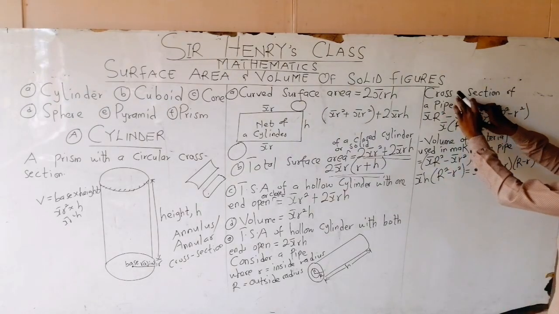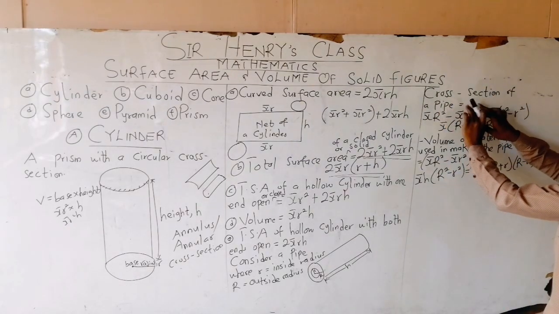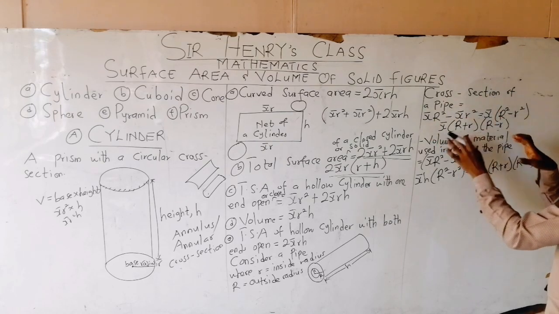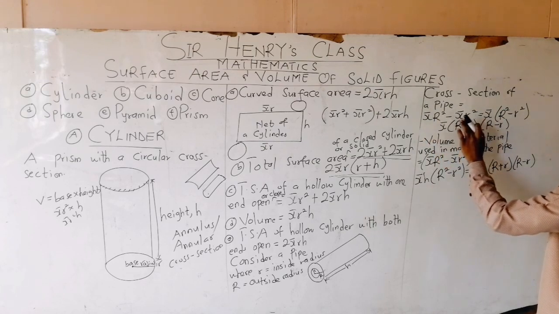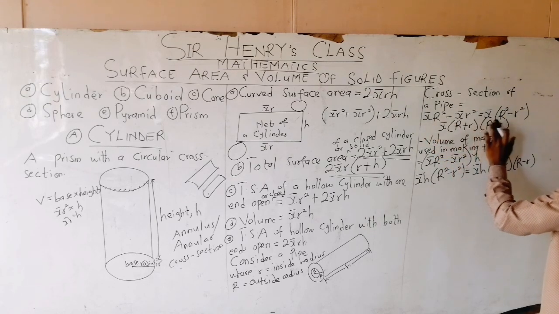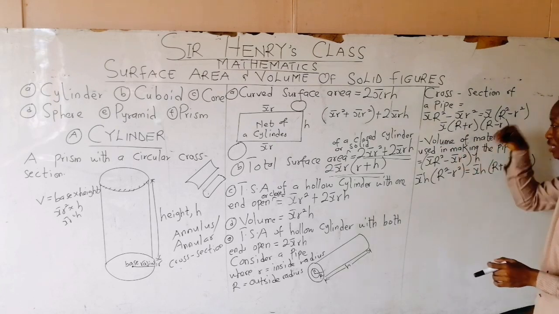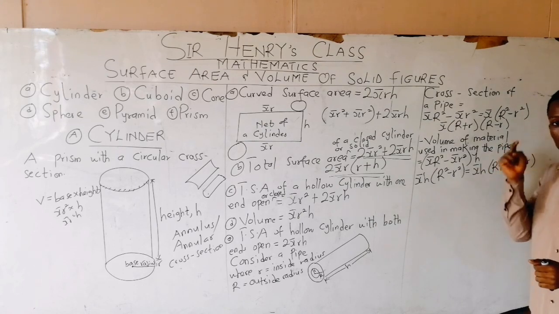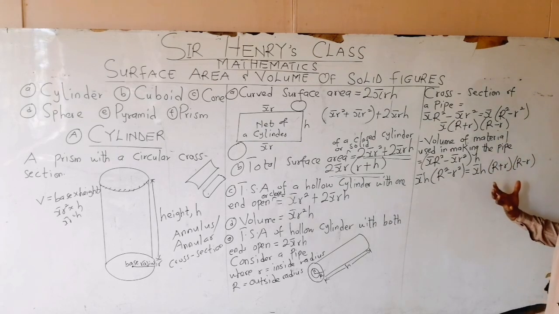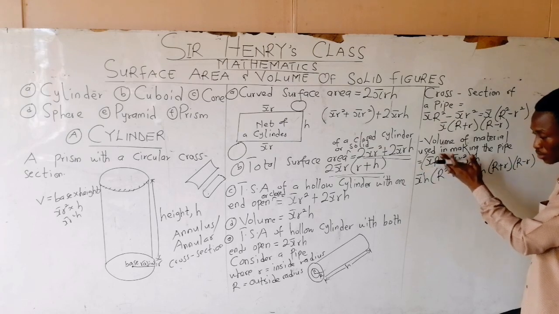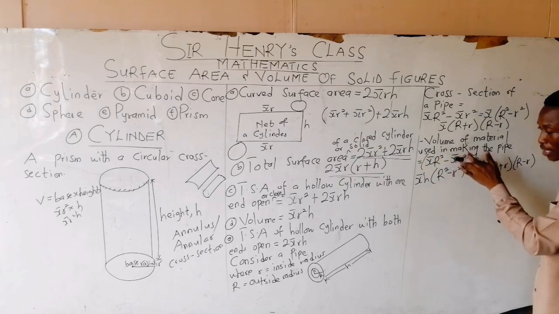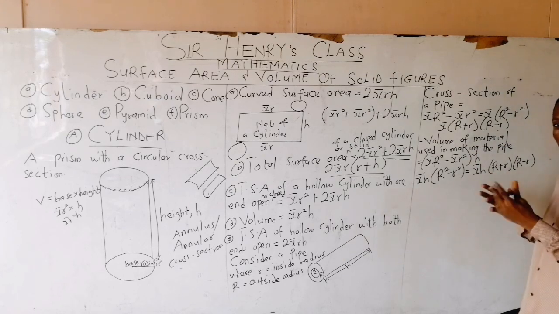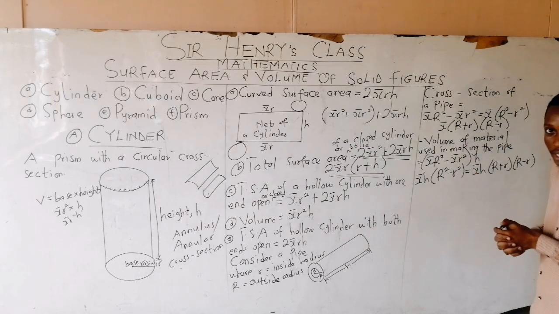So we have been talking about the cross-section of a pipe, the circular portions, and how to find its area. We have a bigger radius and a smaller radius, and we subtract the smaller from the big. The volume of the material used could be copper. I can ask you in the question: the volume of the copper used in making the pipe. How do you find it? Pi capital R squared minus pi small r squared, times the height, gives you the volume of the copper or the material used in making the pipe.